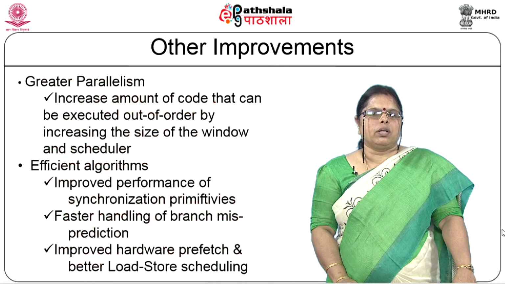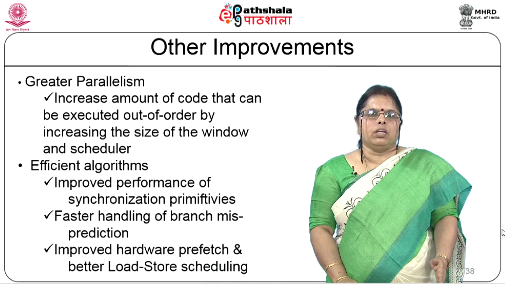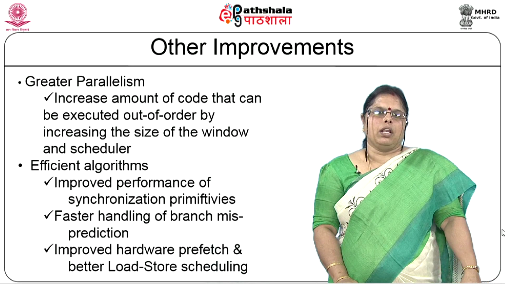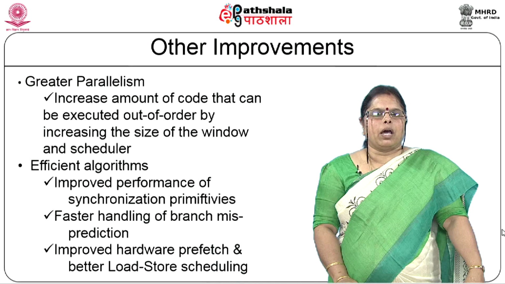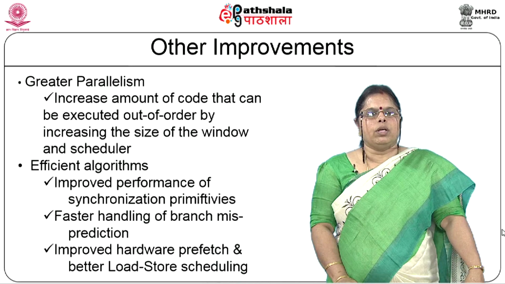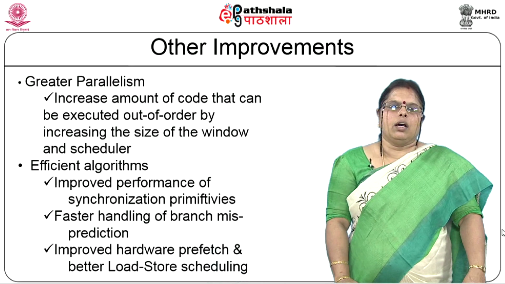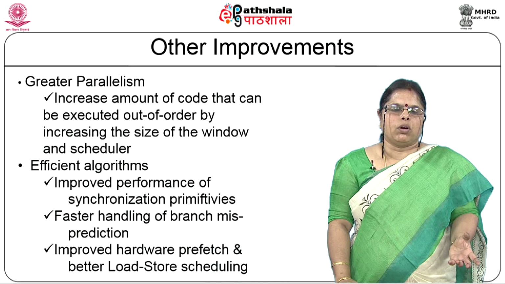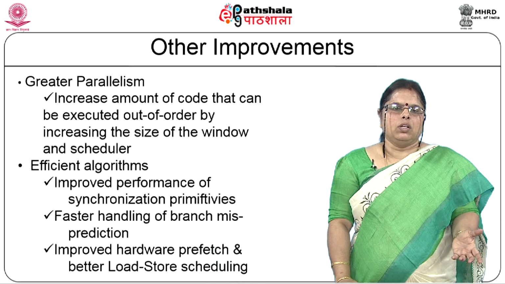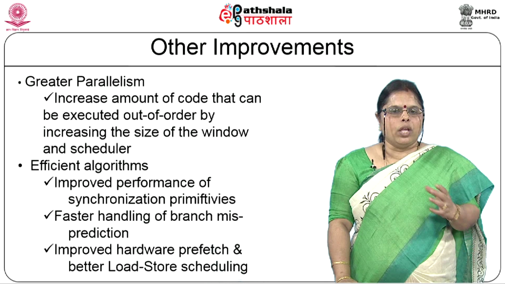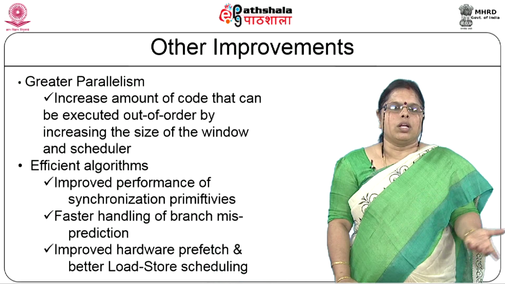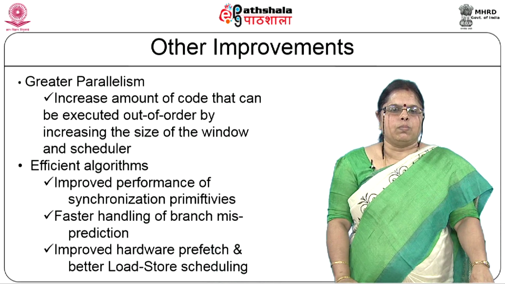The other improvements brought in Intel architectures, apart from the innovative features that we already discussed, are generally greater parallelism. What we mean by greater parallelism is that there is already support for out of order execution, and the number of instructions that can be scheduled out of order depends upon the window size. So, what i7 does is increase the window size and the scheduler, so that you can consider more instructions which can be scheduled at least out of order. That is the greater parallelism that we are talking about.